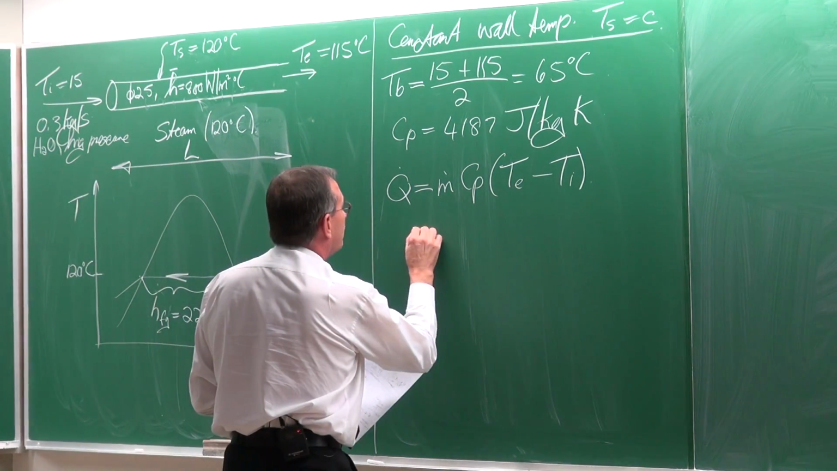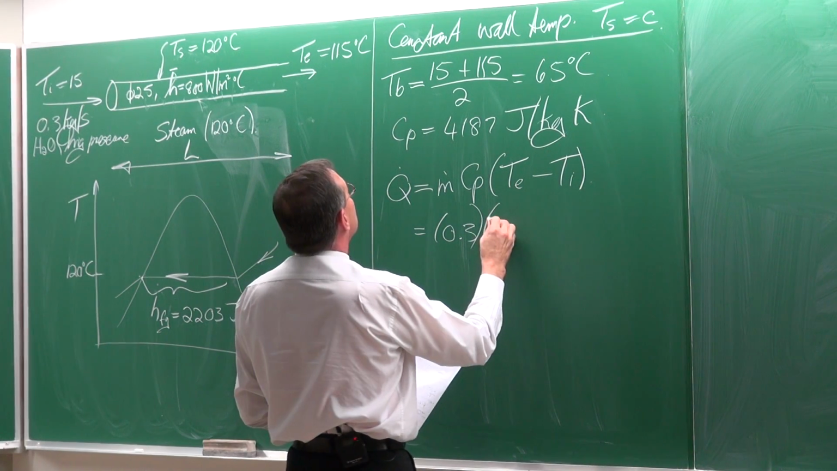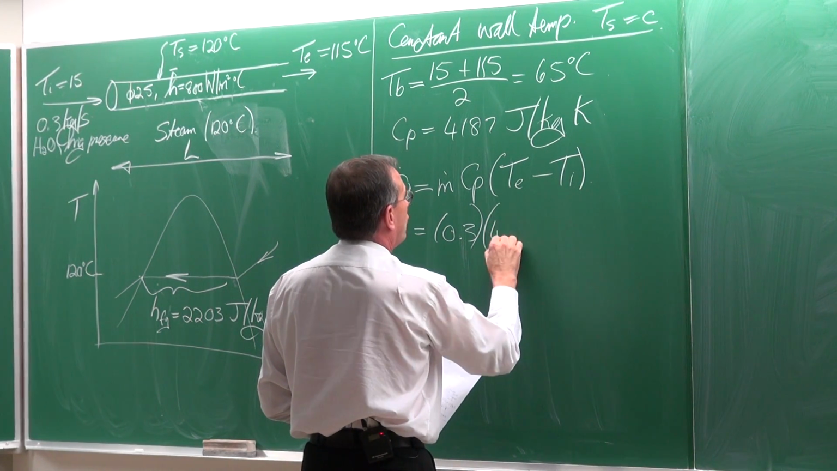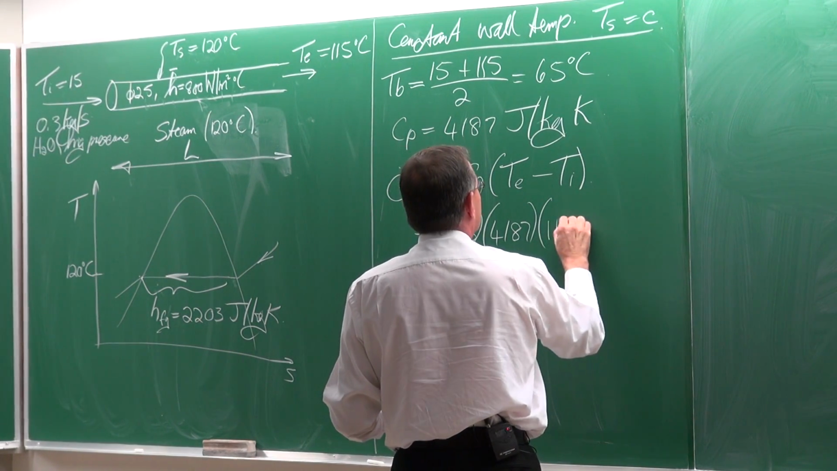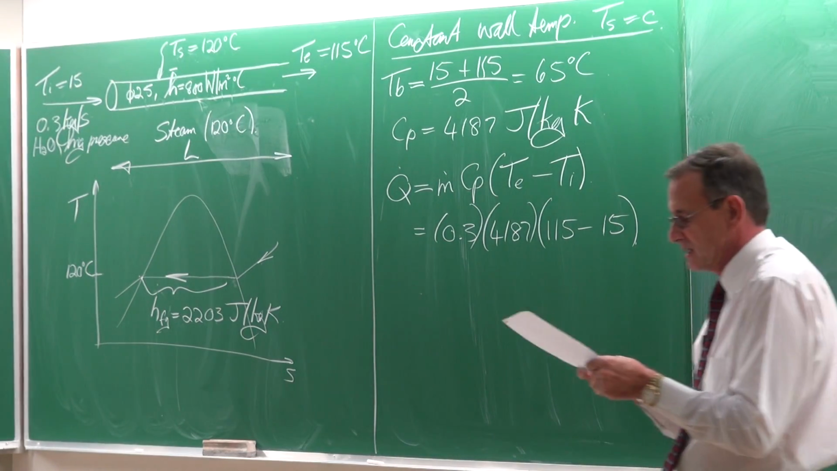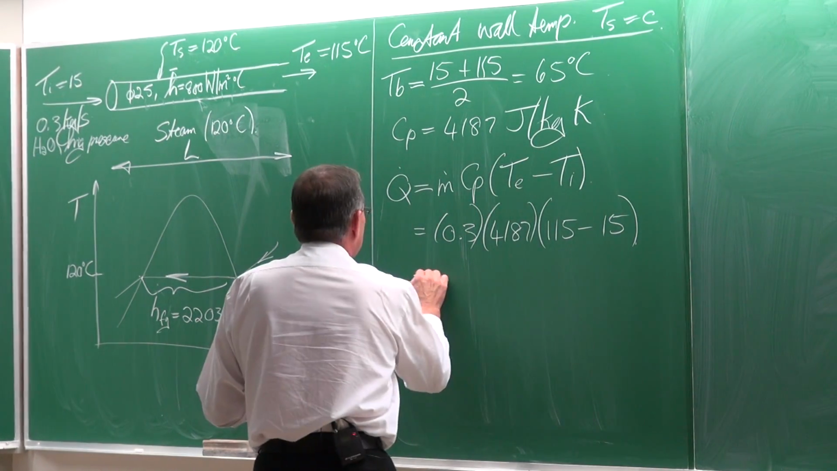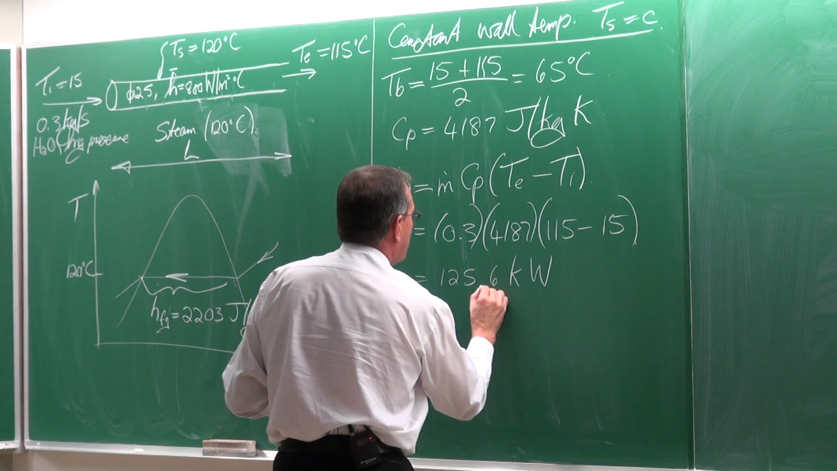Right, so the heat transfer rate is equal to the mass flow rate, which is 0.3, the Cp value is 4187, multiplied by the outlet temperature of 115 minus the inlet temperature of 15, and the result is 125.6 kilowatts.